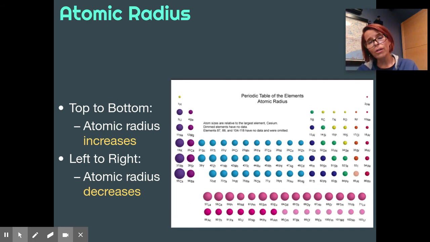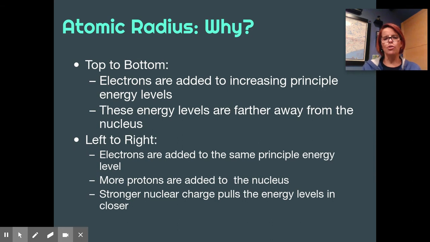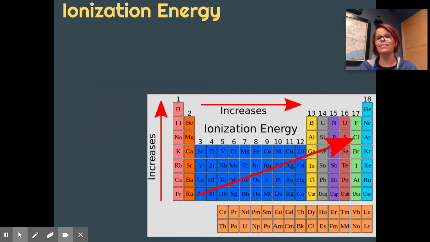After you get to the noble gases, that's the smallest it can be in that row. And then when you get to the next one, it gets a little bit bigger. All right, so make sure you feel confident on that. So electrons are added to the same principal energy level as you're going across. More protons get added to the nucleus, and that makes the nuclear charge stronger, which pulls the electrons in closer. I don't know why it says energy levels.